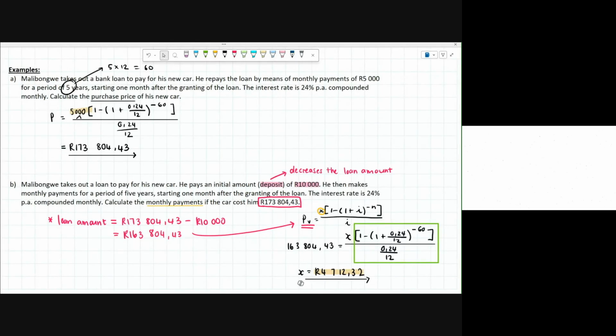Bootle asks: do we always have to multiply the years by the months? Yes, if it's compounded monthly, yes. If it was compounded quarterly, we would take the number of years and times by 4, semi-annually by 2. Those are the big ones. If it was daily, by 365.